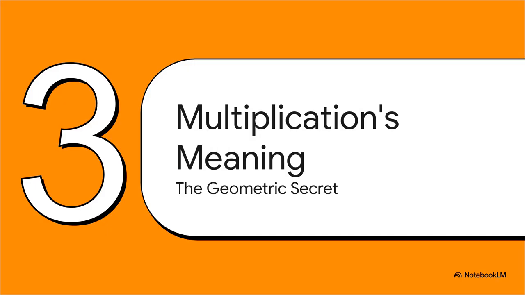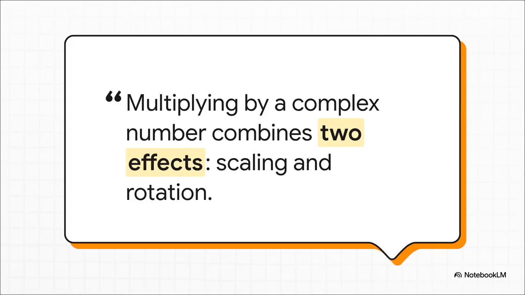Well, here's where we pull back the curtain and find the secret. To make sense of that messy formula, we have to stop thinking like algebra students and start thinking like geometers. We need to shift our whole perspective from how it works to why it works. And this is it. This is the big idea. When you multiply by a complex number, you're not just doing a calculation. You're issuing a command. It's a two-part instruction to do two very simple things: scale and rotate.